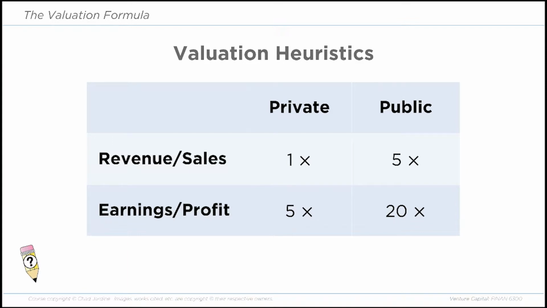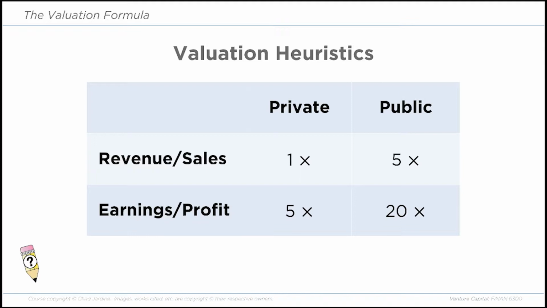For starters, we're going to use these heuristics for our multiples. There are industry averages for every industry, but this is a great place to start as you're getting used to doing valuation. So if you don't have an industry average multiple, then use these. For private companies, we'll value them at 1 times revenue or 5 times earnings.